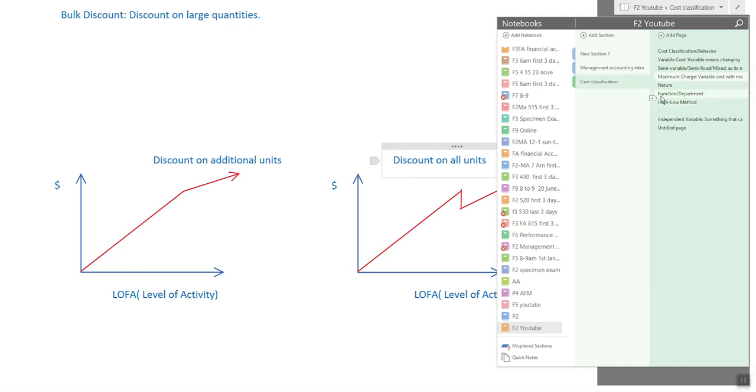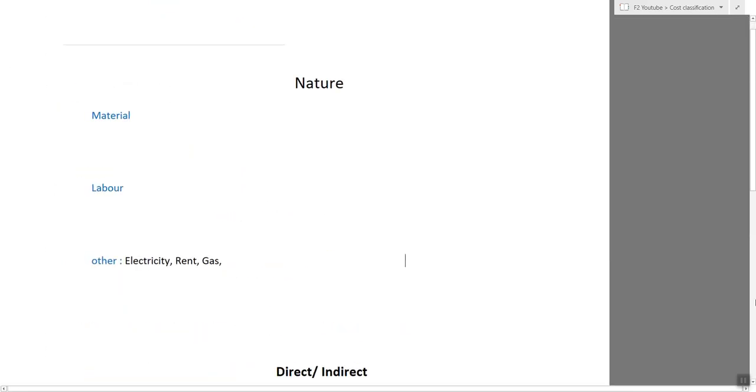Okay, so this was classification according to behavior. Next is classification according to nature. In nature, we don't have as much detailed classification as behavior, and it's not as important as behavior as well. In nature, we have three categories. We have material, labor, and other. So a cost could be either material, labor, or other. You already know what is material and what is labor, but I will explain what is other. Other could be electricity, it could be rent, it could be gas. So these three categories.